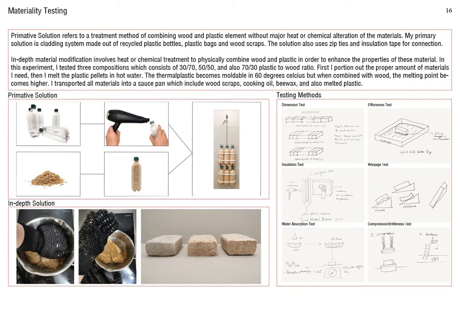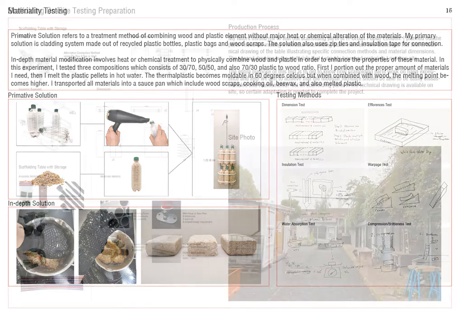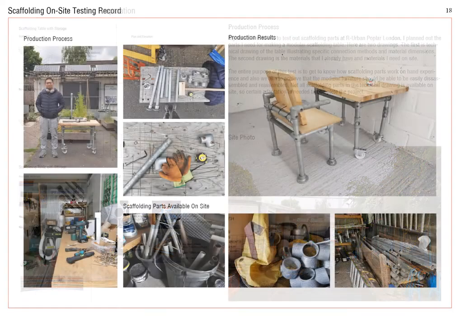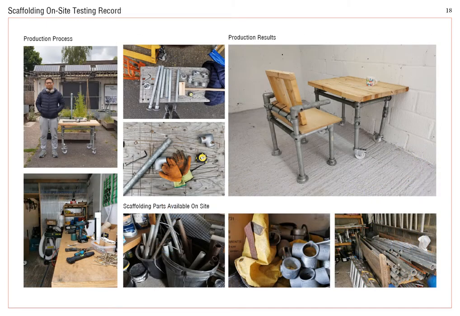I've completed 2 materiality tests. The first is a primitive cladding solution using water bottles and wood scraps. The second is an in-depth treatment of using heat to combine wood and plastic to form a composite material. My tutors also invited me to test out scaffolding parts at the Urban Poplar London, and here are the preparation stages and the testing results.